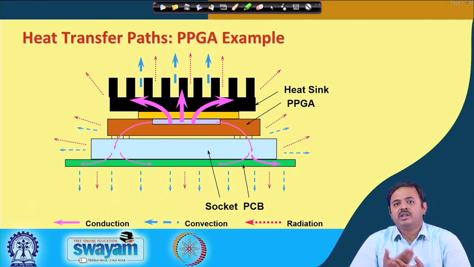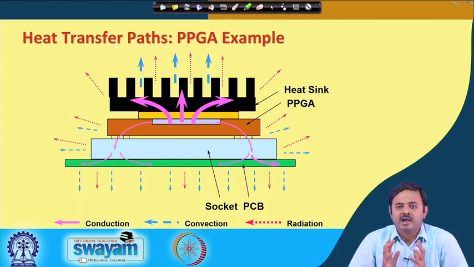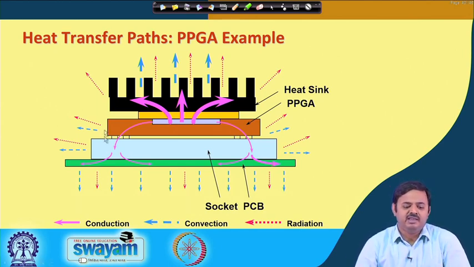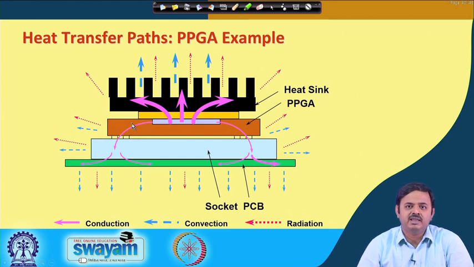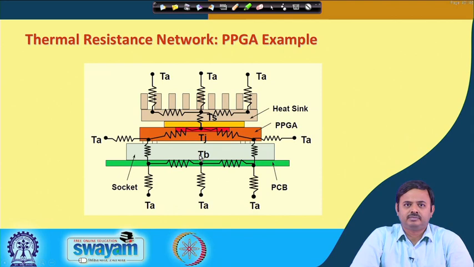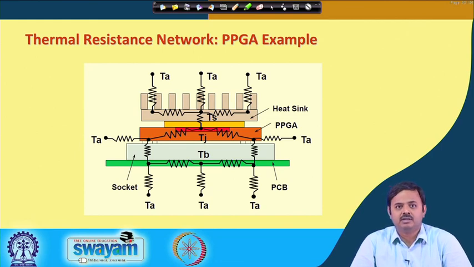Okay. And we have to quantify each of these, and in order to do that, I need to have a means to quantify the thermal resistance offered by each segment in the heat transfer path. Okay. So, this is the case here. So, if I draw a thermal resistance network, this is how it is going to look like. Extremely complicated, as you can see.